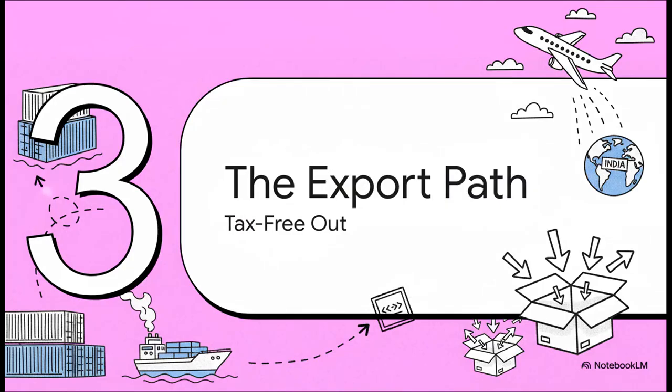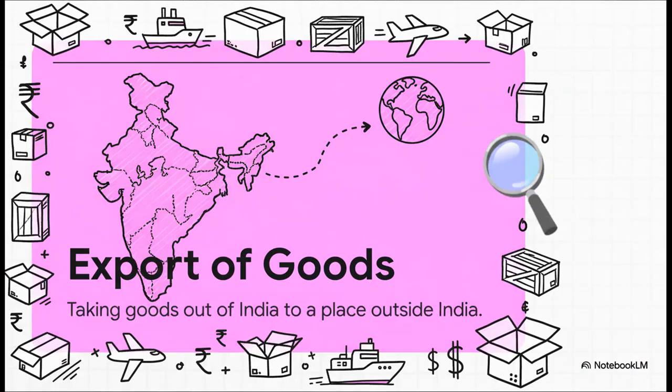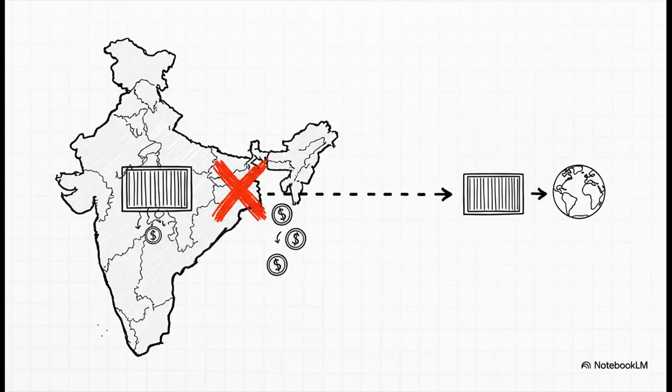All right, time to switch lanes. We've seen what happens when goods come in. Now what about the other side of that two-way street? Let's talk about the export path, when goods are leaving India. And just like with imports, the definition here is, well, it's exactly what you'd think it is. An export of goods is simply the act of taking them out of India to any place outside of India. Simple as that. Now, the philosophy behind taxing exports is completely different.